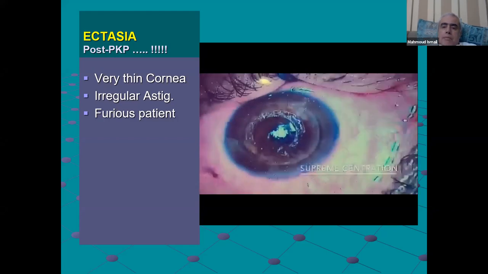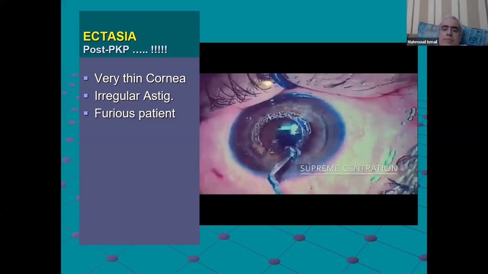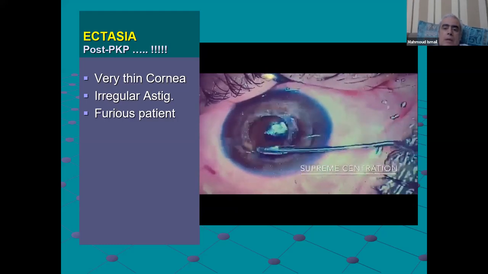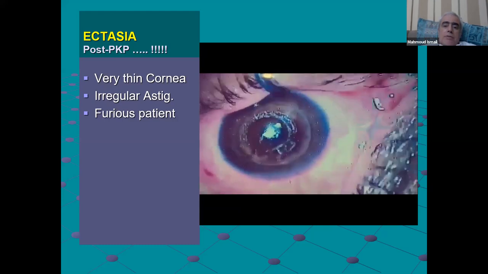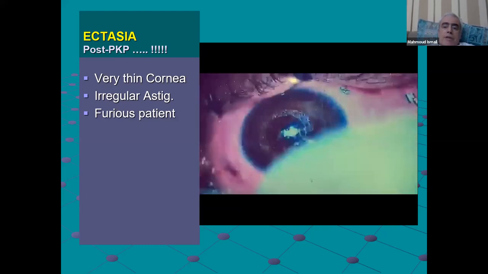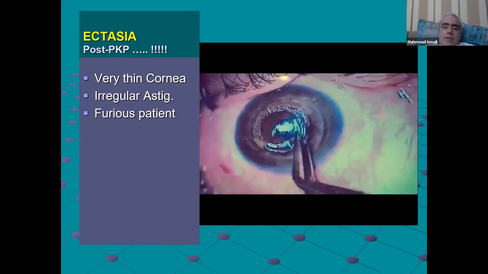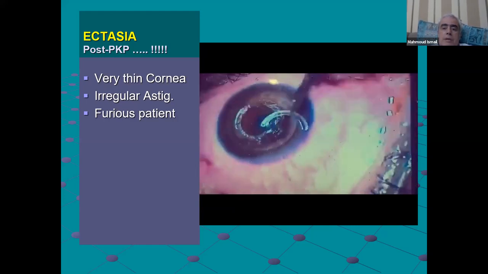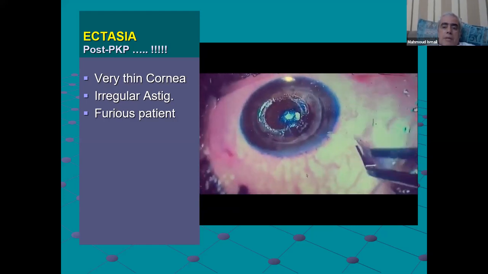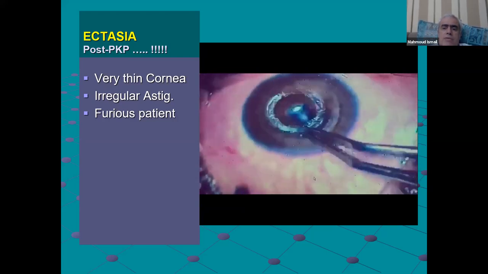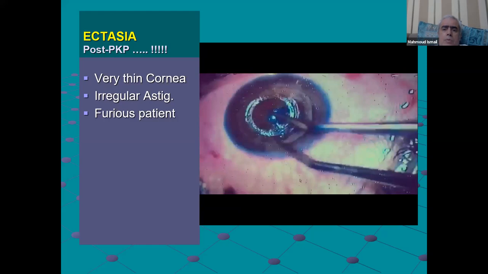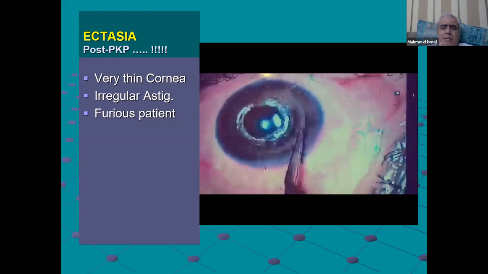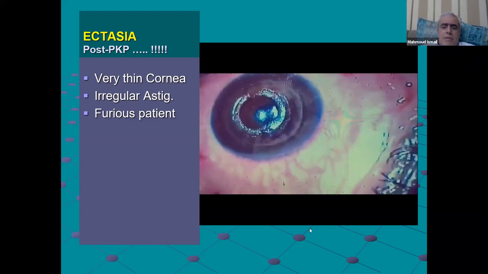After applying the femtosecond laser, you have to check the tunnel. But you have the privilege of having very adequate centration. And this is how we implant in cases like this. This was the first case that I have done of post-PKP ectasia, and it was very rare.